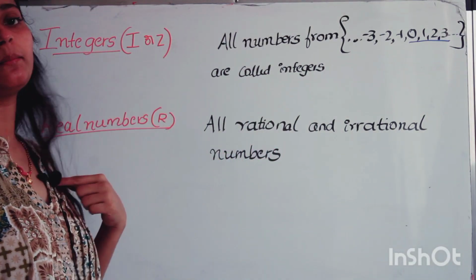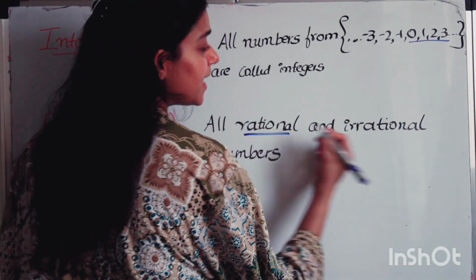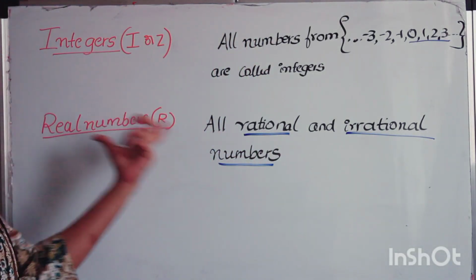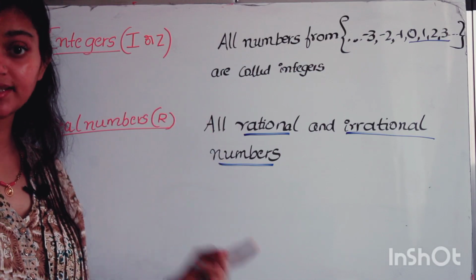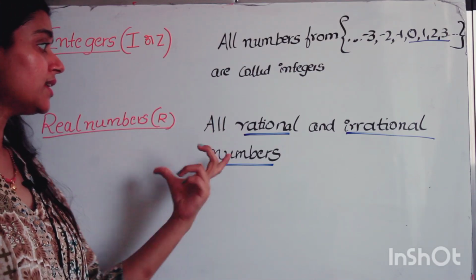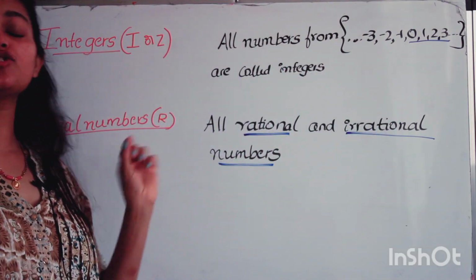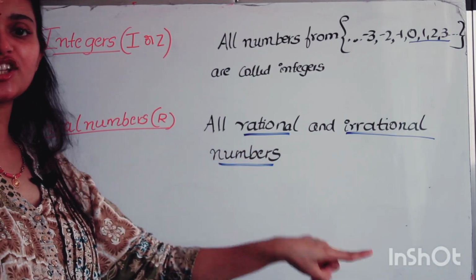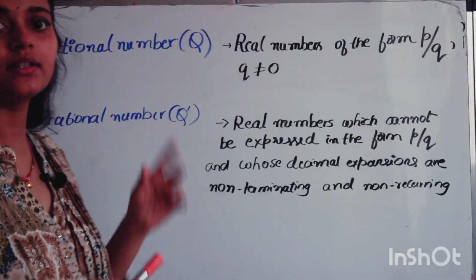Next, what is a real number? All rational and irrational numbers are called real numbers. So the chapter name is real numbers. What is a real number? All rational and irrational numbers are called real numbers. So let us learn what rational and irrational numbers are.